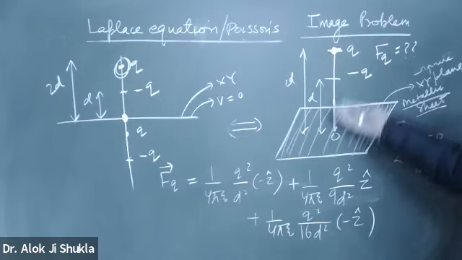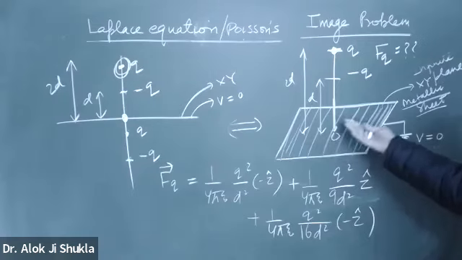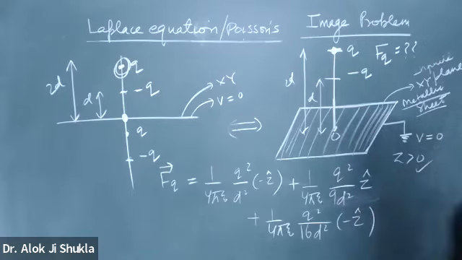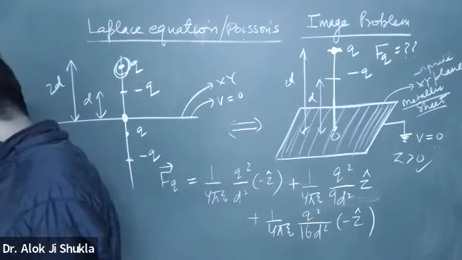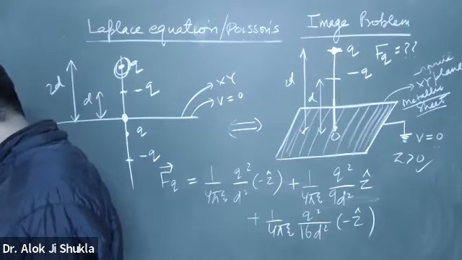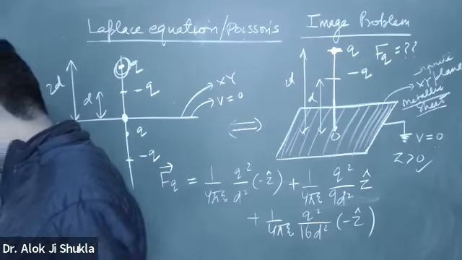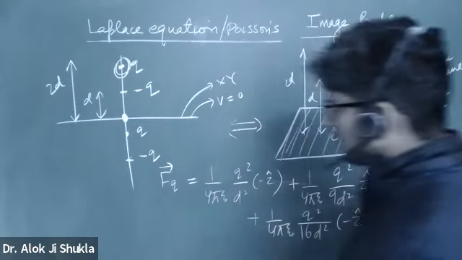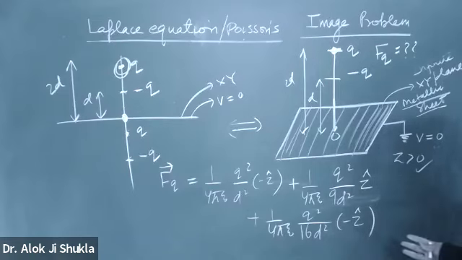But because of this charge, always charge will appear, na? It will appear on the surface. Yes sir, but that goes to ground. And in a conductor, you have infinite supply of charge, na? Okay. Achha haan, theek hai sir. Okay. So if you understood this much.